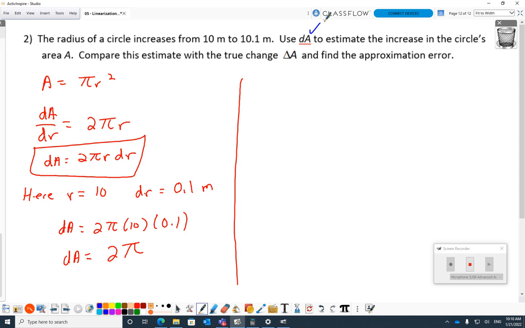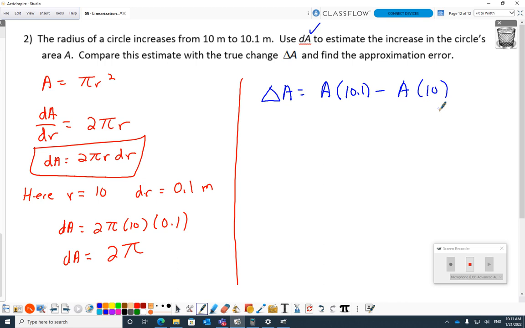So if that picture way back when, and why I glossed over it, is because at the time it was like, what's this dA, what's this delta A? Let's talk about what delta A means. Delta A means actually find, don't estimate it using the derivative. Actually find the change in area. This is area at 10.1, subtract area at 10. Find out what the area was at 10.1 and the area at 10, and find out how much it actually changed. It won't be the same as what the tangent said.